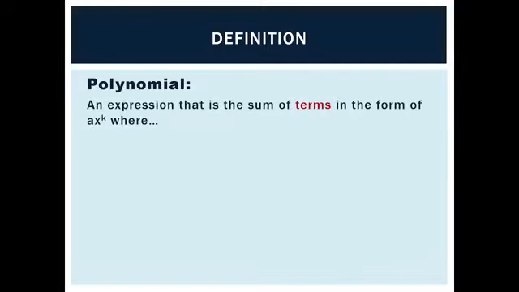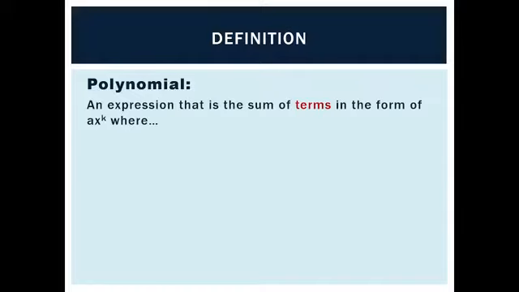So, a polynomial is an expression that is the sum of terms in the form of ax raised to k, where a is a coefficient, that is a number, it's a constant. x is a variable, that is any letter. I can use any letter for the variable. And k there is the degree or the exponent of your variable. Okay? So just take note of those things.